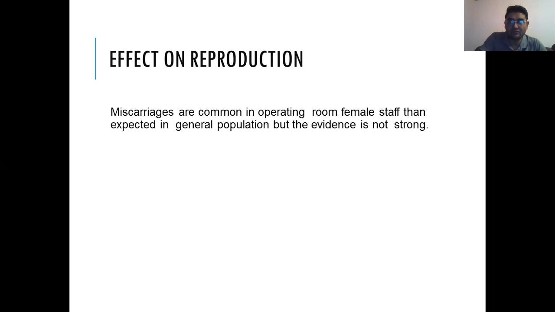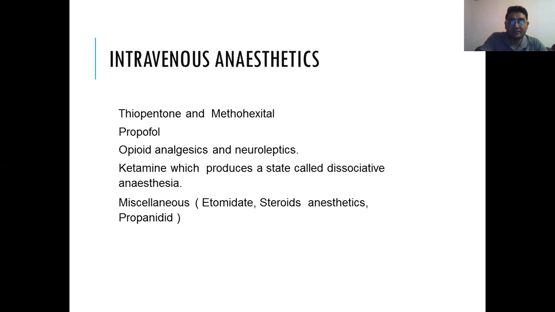I talked about acute appendicitis in pregnant women. We should be careful, and in this case, we can consult a gynecologist. Intravenous anesthetics: thiopental, methohexital, propofol, opiate analgesics, neuroleptics, ketamine, and we talked about this.